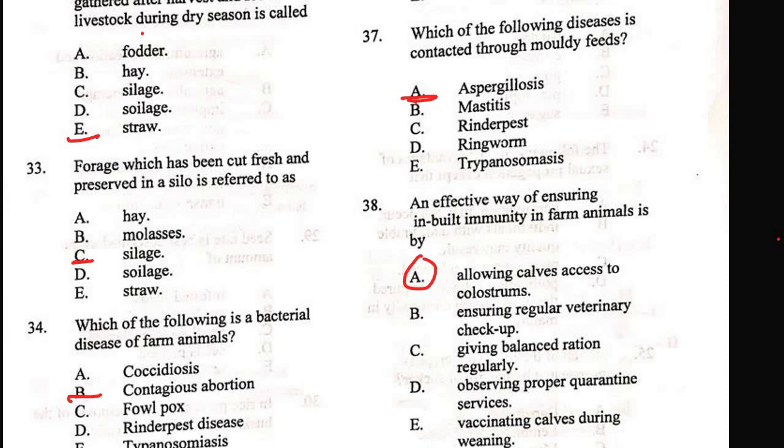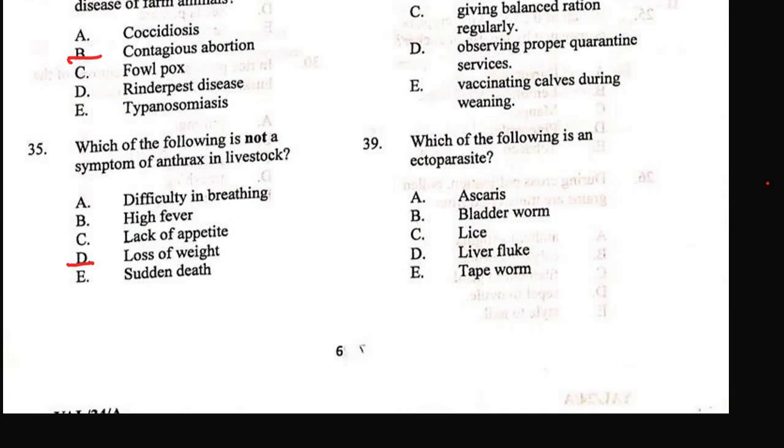So let's go over to question 39. Which of the following is an ectoparasite? Now, what is an ectoparasite? Ectoparasites are organisms that live on the outside of the host body, feeding on skin and blood. The options we have: A, Ascaris, B, bladder worm, C, lice, D, liver fluke, E, tapeworm. The correct answer is lice, which is an ectoparasite.